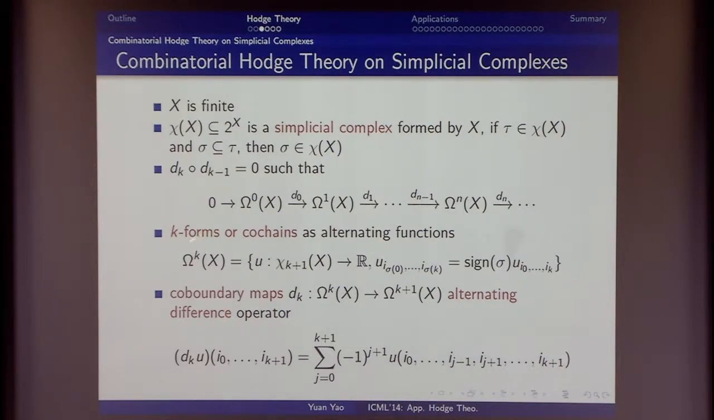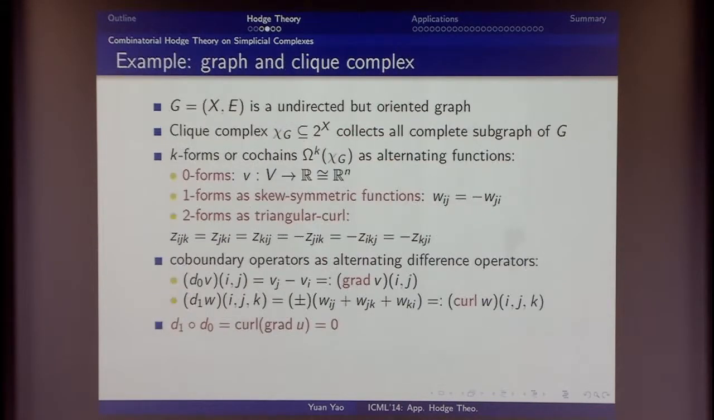Then you can define the k-forms as alternating functions, satisfying that taking any permutation on the index set, you get a sign depending on the parity of the permutation. Then it satisfies this kind of symmetry condition. And the coboundary map is still a kind of alternating difference operator. Similarly, you can define its adjoint.